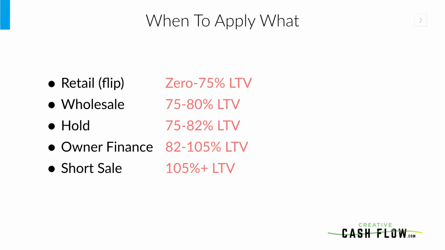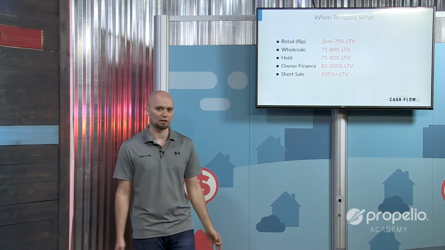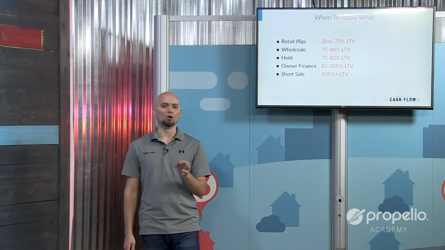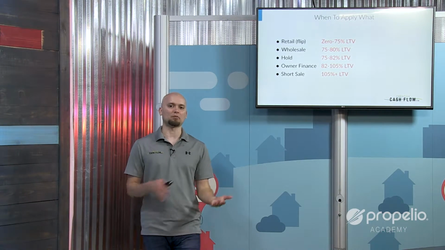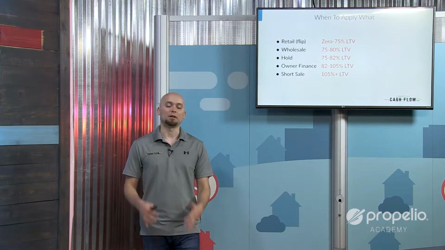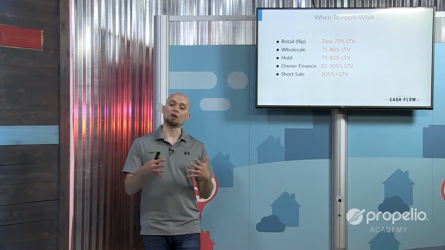Now, this is the owner financing side. This is what we're talking about right now. If I'm getting a deal at 82 to basically 105% of its value, that's going to be a prime owner financed candidate. If you've got somebody who owes 90% of what that property is worth, that's too much to wholesale and too much to fix and flip, but it's just right for an owner financing deal. That's the market we're looking for: that lower equity market.